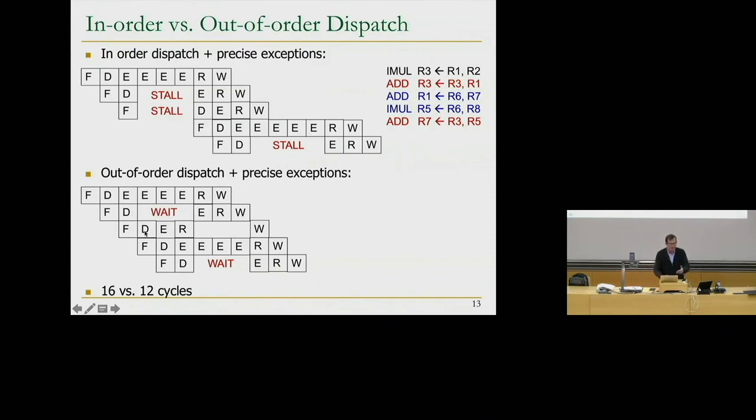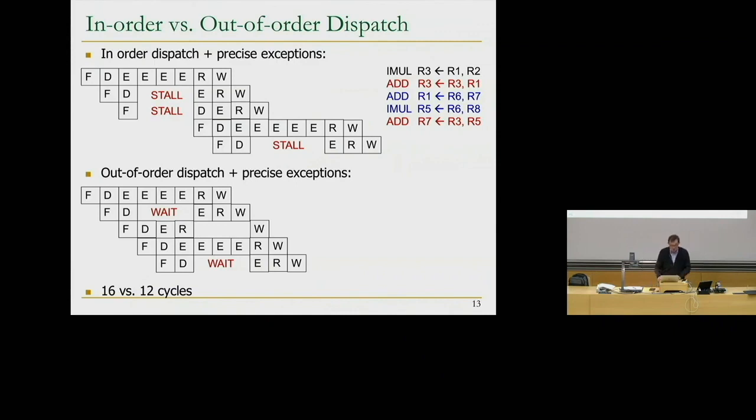It also goes into reservation station. It becomes available right away, and it executes. The next instruction after that can also execute. We're filling the pipeline nicely right now because we've moved this dependent instruction out of the way into the reservation stations. And again, if you do the calculations, you get 12 cycles as opposed to 16 cycles. That's a significant benefit. You've improved performance by 25%.